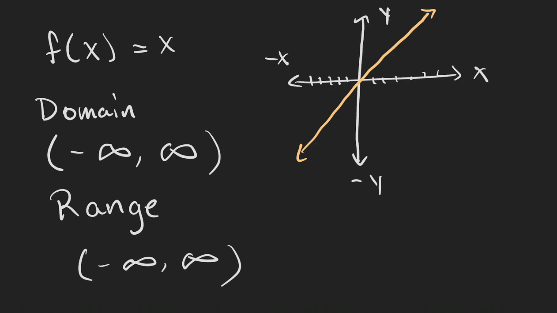And note the parentheses here that we're using. When the function doesn't reach that number, we're going to use parentheses, whereas if the function does reach that number, it does contain that number, we're going to use brackets instead. And infinity is kind of a special case. Infinity isn't a real number, it's just a construct to tell us that this never ends. It keeps going forever. So that's why we always use parentheses with infinity, whether that is positive or negative.